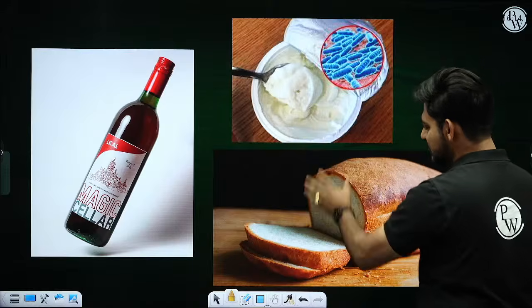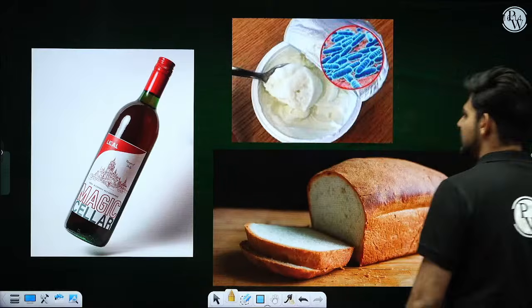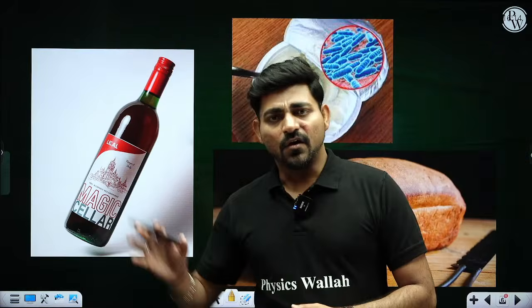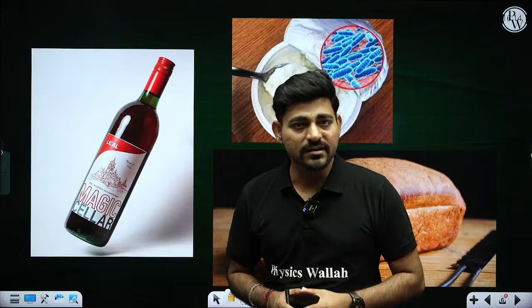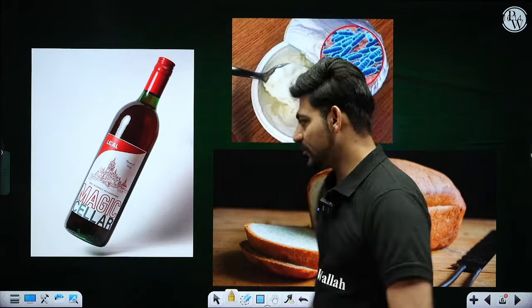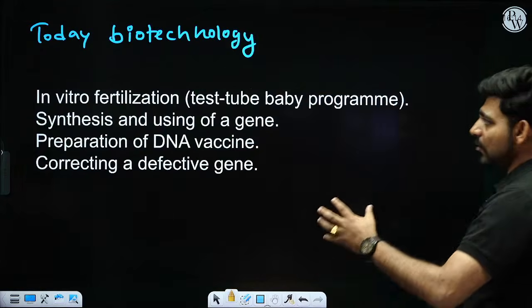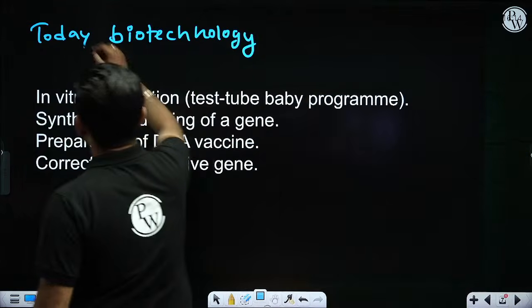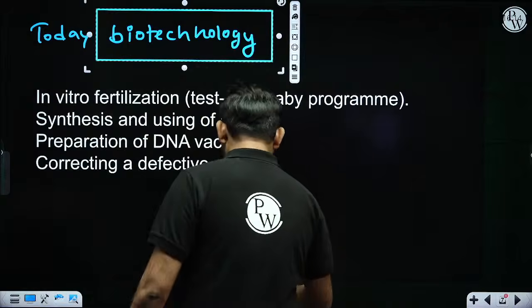So these are some products of classical biotechnology. This is curd, this is bread, this is wine. And remember, all these things will be coming under fermentation technology. Okay, the old biotechnology. Now we'll talk about modern day biotechnology or today biotechnology.